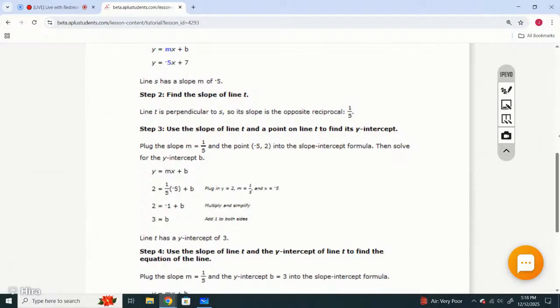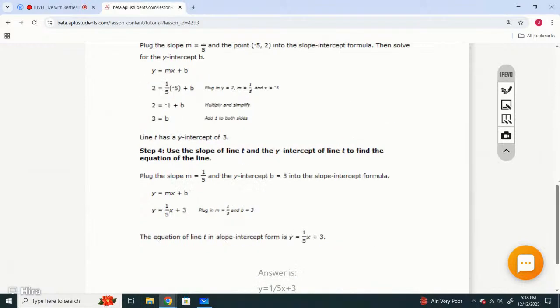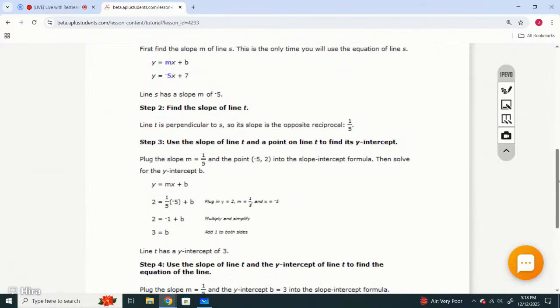So use m equals 1 by 5 and the point negative 5, 2 and find the y-intercept, that is b. So b equals 3. Now we have the slope of the new line, that is 1 by 5, and the y-intercept is 3. So y equals 1 by 5x plus 3. Okay, let's just start with the test questions.